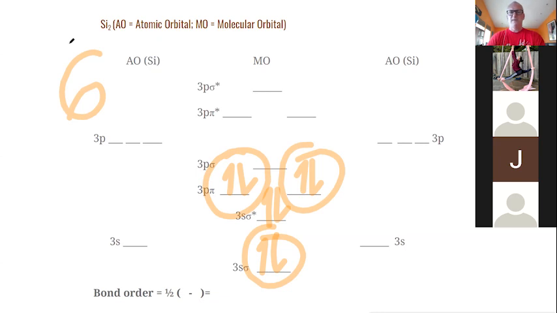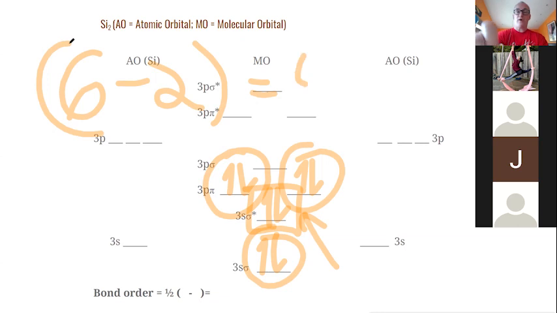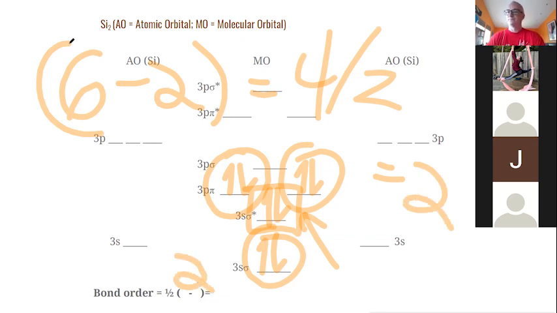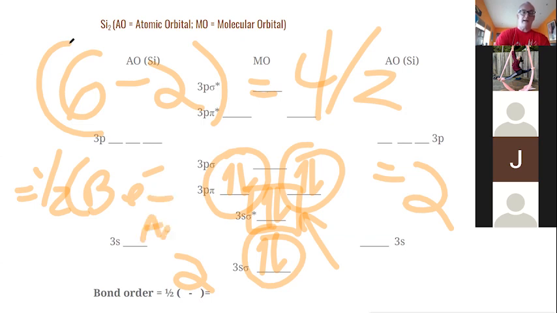How many are not making bonds? 2. So we've got these 2 not making bonds. That leaves us with a net of 4 electrons making bonds. Now, how many electrons does it take to make a bond? 2. So we divide by 2, and our bond order is 2. So bond order equals 1/2 times my bonding electrons minus my anti-bonding electrons. I guess this is why they're called anti-bonding electrons: they actively keep electrons from forming bonds, so we subtract them. That means diatomic silicon has a double bond. That's all that means.